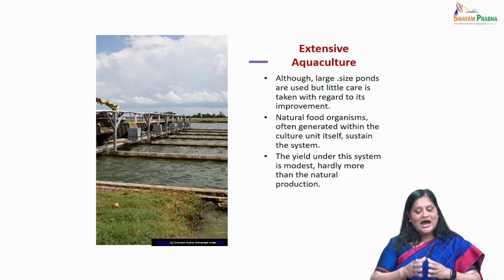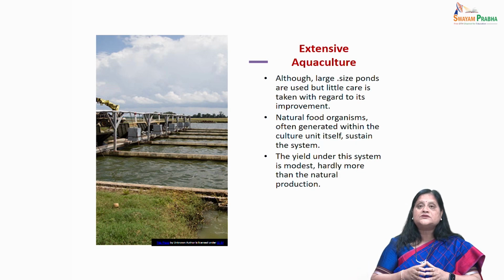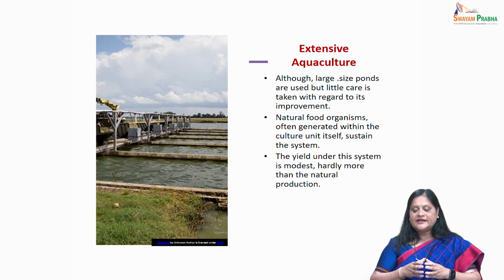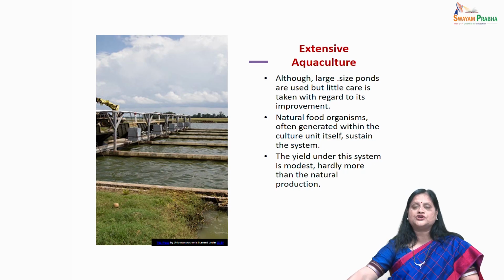Although large size ponds are used, little care is taken with regard to their improvement. Natural food organisms often generated within the culture unit itself sustain the system. The yield under this system is modest, hardly more than the natural production.